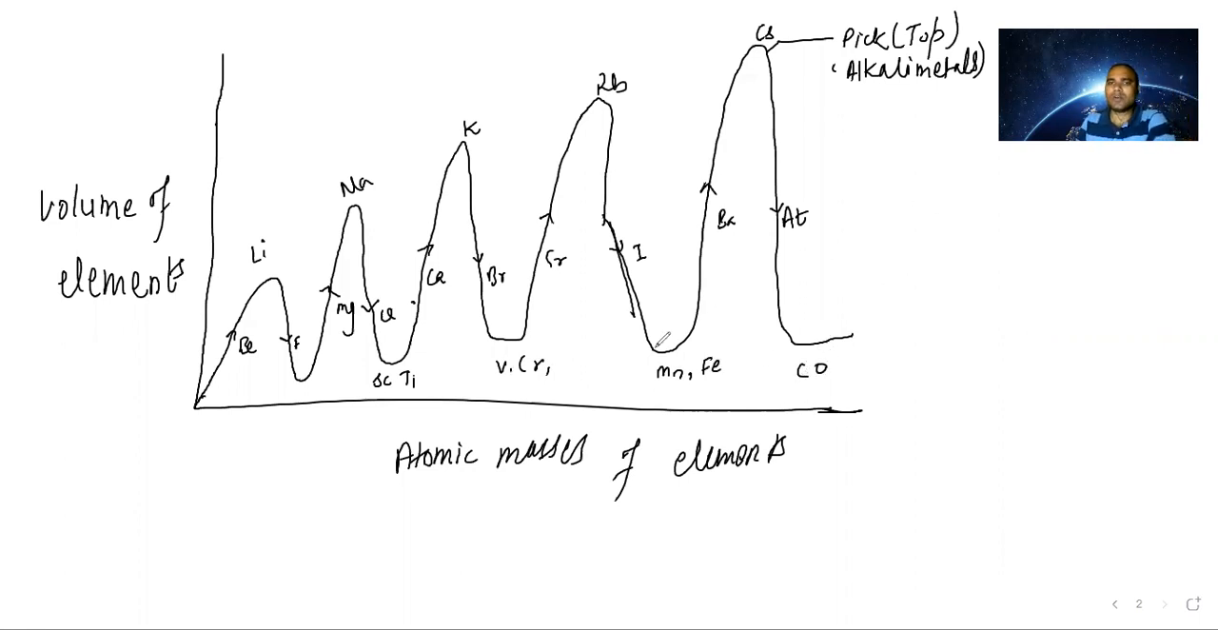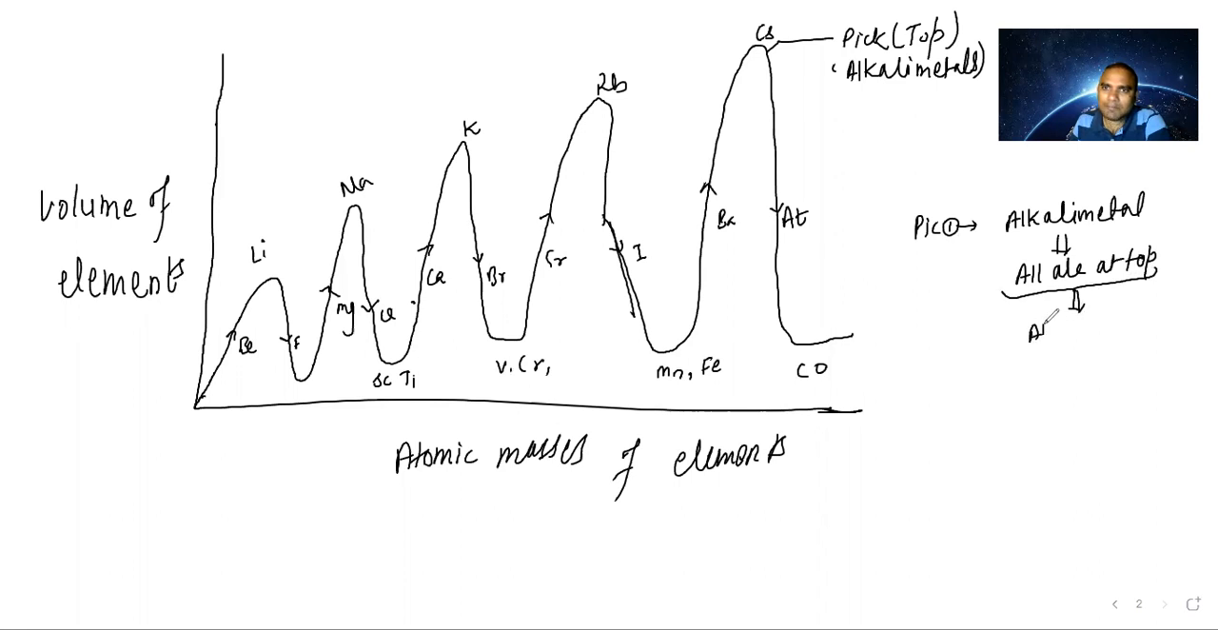Now, if you classify this, pick one. Suppose the alkali metals are there. They have a similar position, right? All have the top position. All are at the top, which means all have the same property.